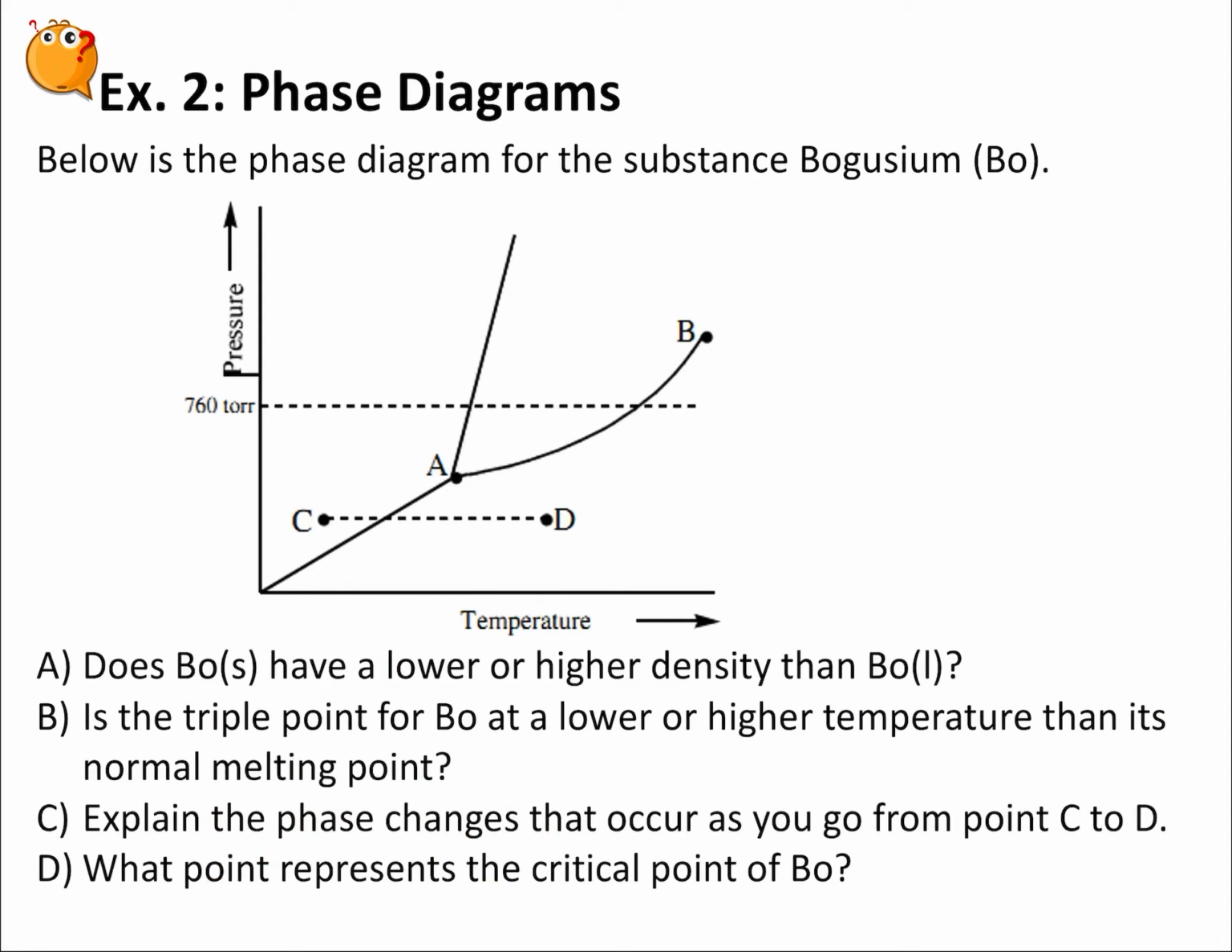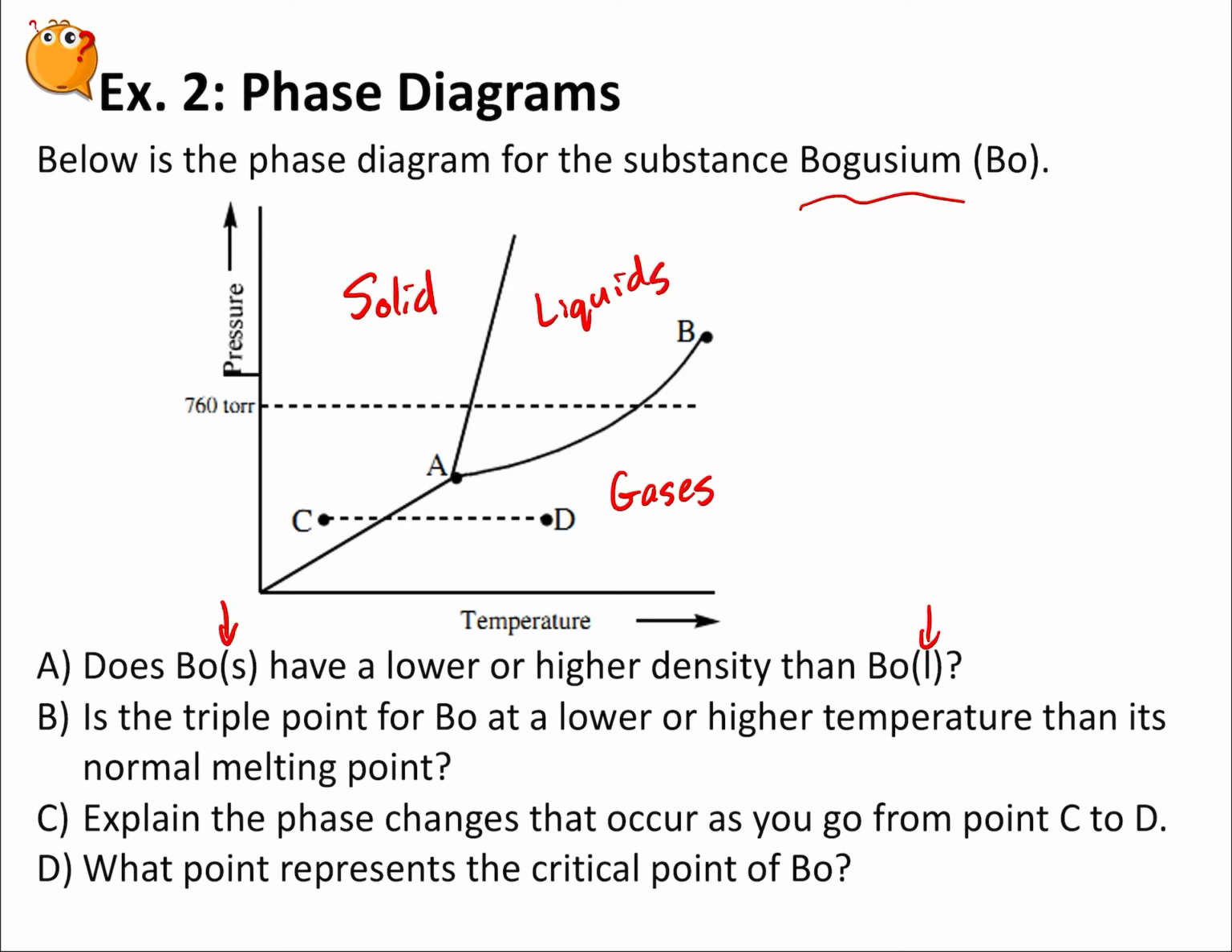So here's another example. It's looking at the phase diagram of a hypothetical substance called Bogus Im, which is not a real thing. And you can see here a couple of points. First thing says, does Bogus Im have a lower or higher density in the solid phase than in the liquid phase? So if you look at our diagram, typically at low temperatures and high pressures, this is where things exist as a solid. At high temperatures, low pressures, that's where things exist as gases, and intermediate is where they exist as liquids.